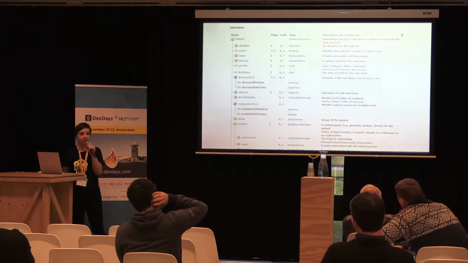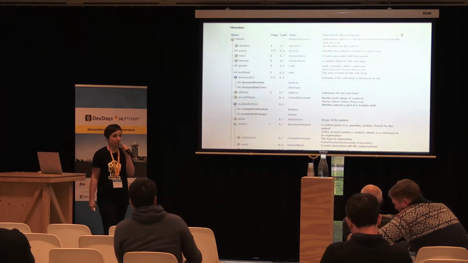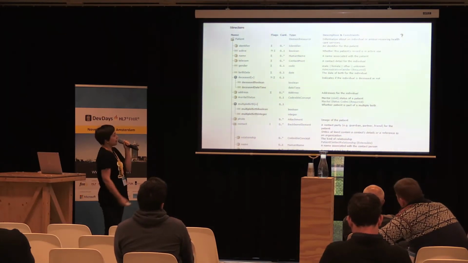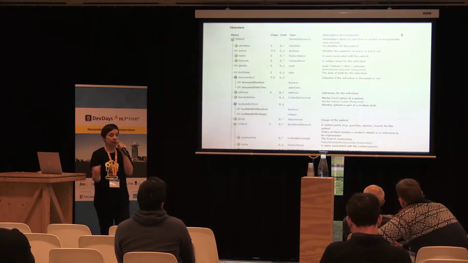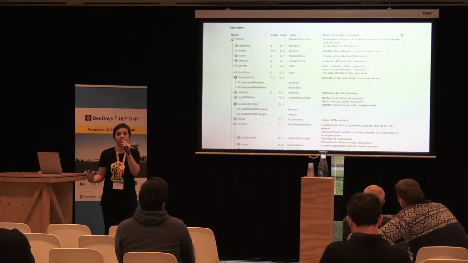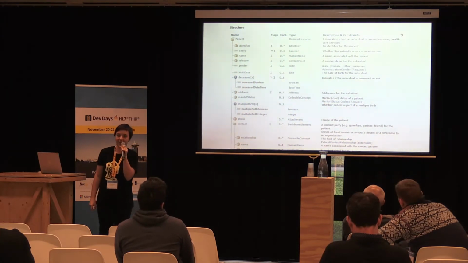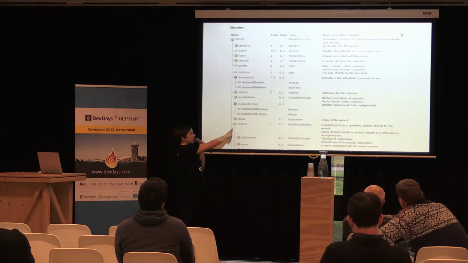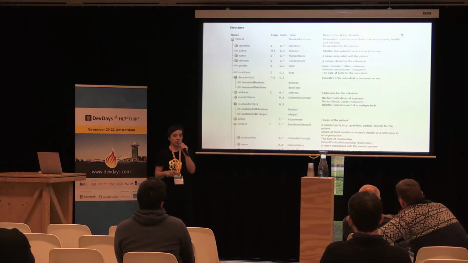Let's take a look at the patient. The patient resource, or basically any resource in FHIR, looks like this. We have this tree view that you can look at, and that's actually the most human-friendly representation that we have. You can see the different elements. They are also linked, if you want a more extensive description of the elements.